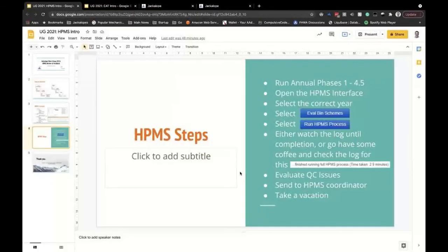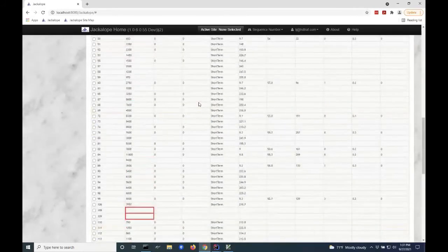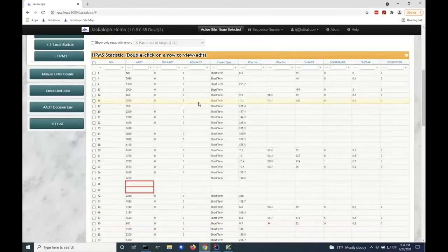But I wanted to make clear, did I put this in here? Yeah. So either watch the log until it's done, or look for this in the log: finished running the full HPMS process, time taken 2.9 minutes, and then it's done. And 2.9 minutes is not very long in this particular case, but I think it takes longer in some states. So it is probably the situation where you'll just want to go away and come back at a later date.